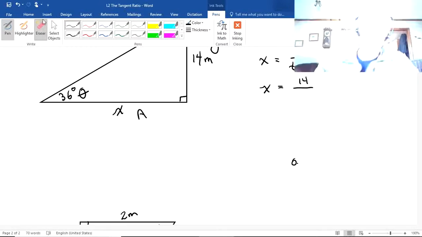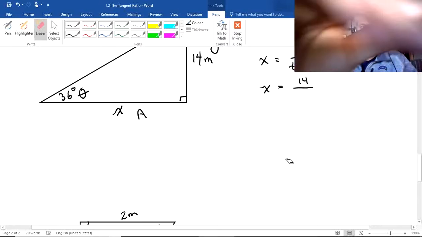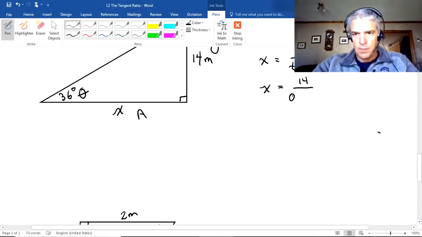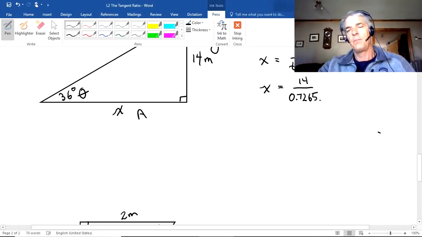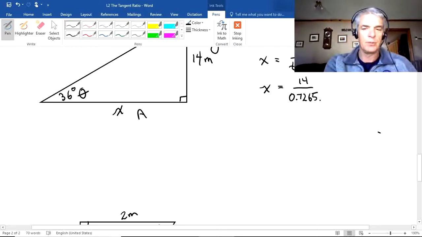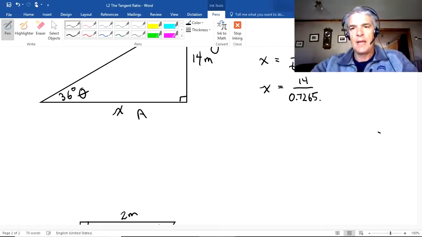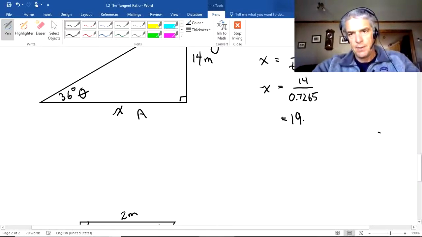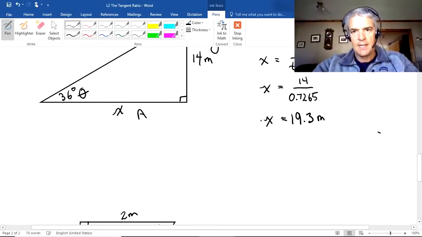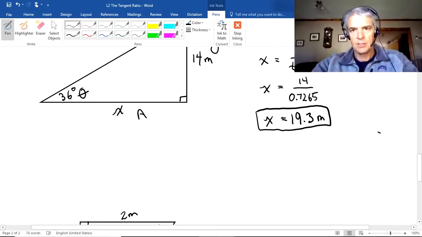I'm going to erase this down here. Do a little cleanup. 0.7265. And now it's just a matter of dividing 14 by that amount, okay? I can go 14 divided by 0.7265, and it equals 19.27, which is going to round up to 19.3, okay? And that will be in meters, and I'll put my X there, and I have my answer right there.